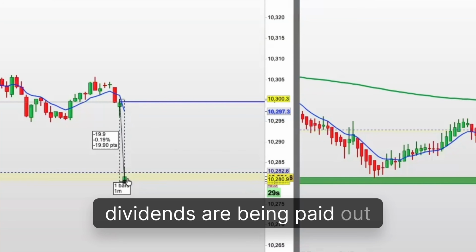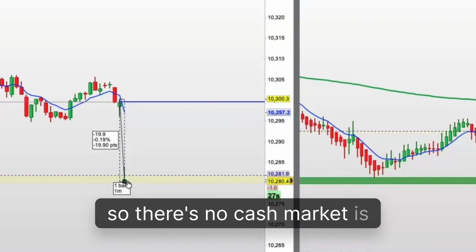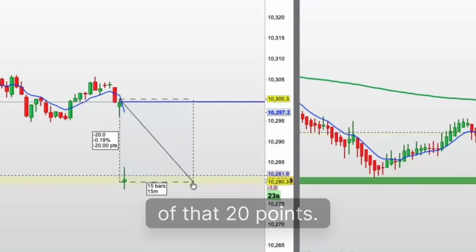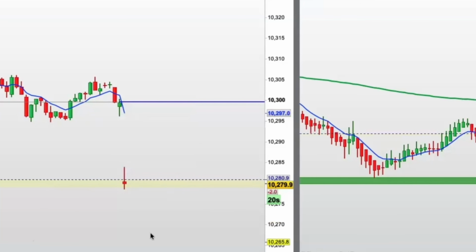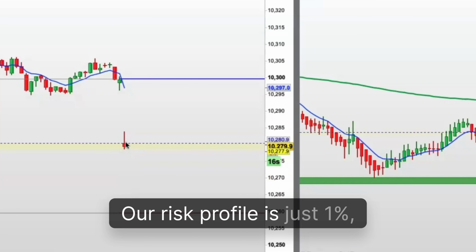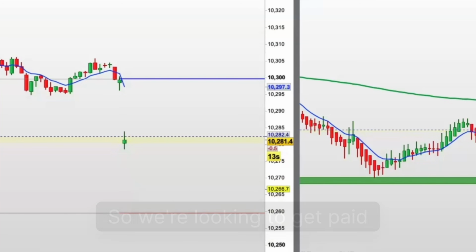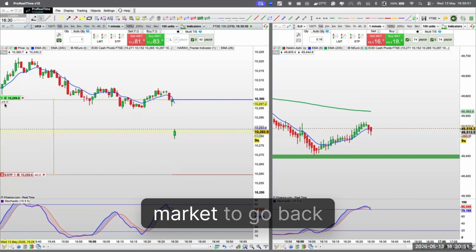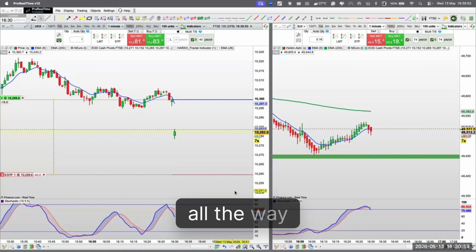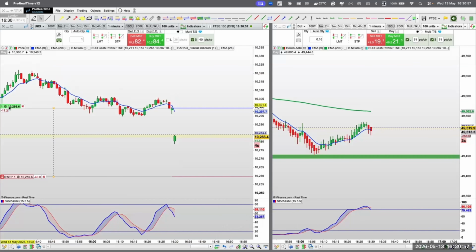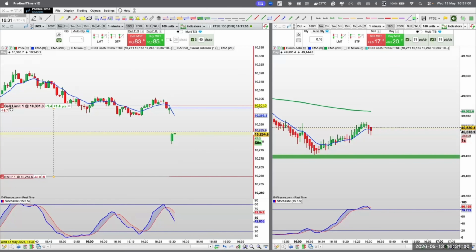And the dividend is being paid out, so there's no cash market. It's an immediate drop of that 20 points. So we've been paid 20 points, and we're looking for this market to recover. Our risk profile is just 1%, that's all. So we're looking to get paid out for the dividend, and we're looking for the market to go back all the way to the point of origin to collect a 20 pip rise.